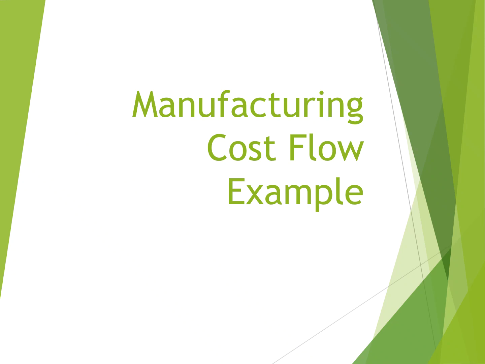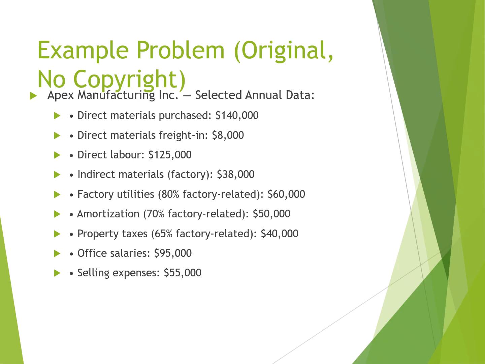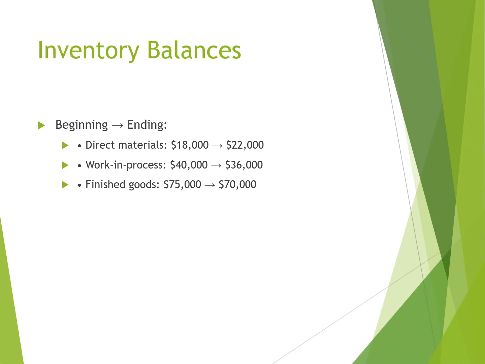Today we are going through a super clean, easy to understand manufacturing cost flow problem. So here's the data for our freight company, Apex Manufacturing Industry. We've got purchases of direct materials, freight in, direct labor, indirect materials, and a bunch of utilities and taxes where only a percentage relates to the factory. We also have beginning and ending inventories for raw materials, work in process, and finished goods. This whole problem is designed to teach you the most important relationships: DM used, total manufacturing costs, COGM, COGS.